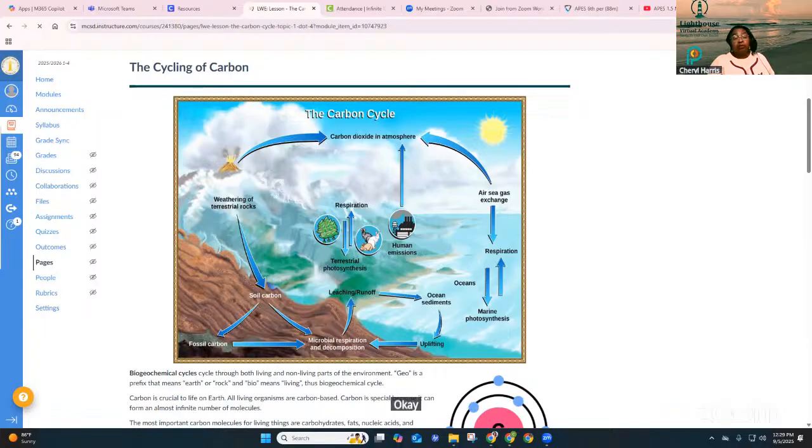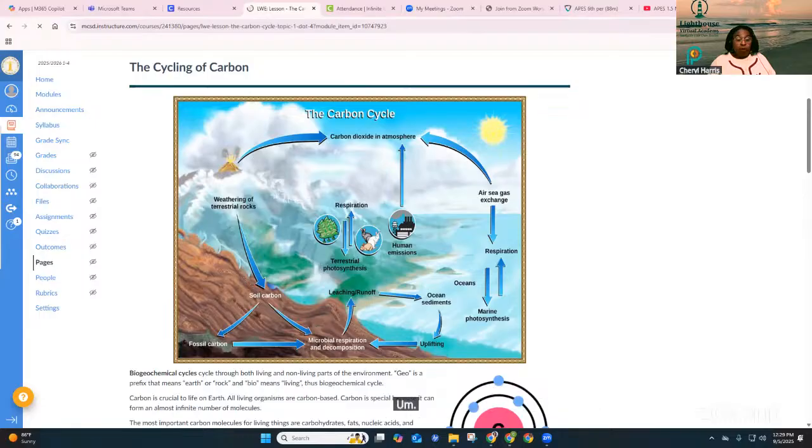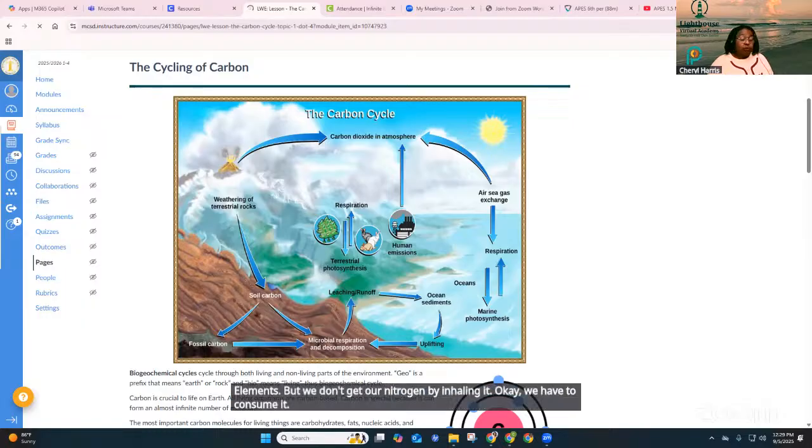Okay, so that's something you need to remember too, that air is a mixture of gases. It's got nitrogen, carbon dioxide, it's got water vapor, it's got some other little particles, trace elements in it, as well as oxygen. In fact, oxygen is not the most abundant gas in the atmosphere. Nitrogen is. So we're going to look at nitrogen next. And that's one of the points about that, is that nitrogen is actually the most abundant element. But we don't get our nitrogen by inhaling it. Okay, we have to consume it in the foods we eat.